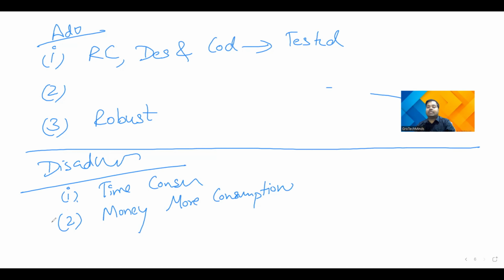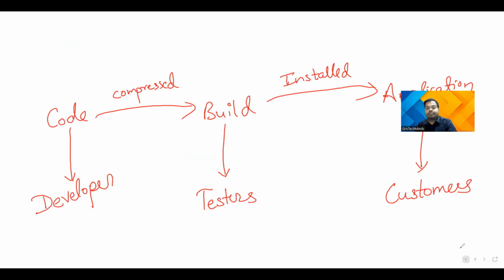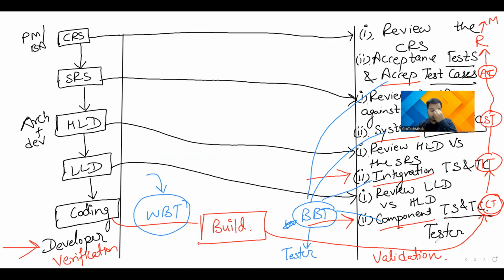What is the other disadvantage of the V&V model? Any one of you want to talk? What can be another disadvantage of the V&V model? Anyone?